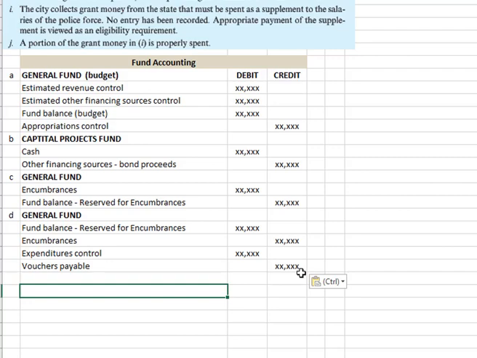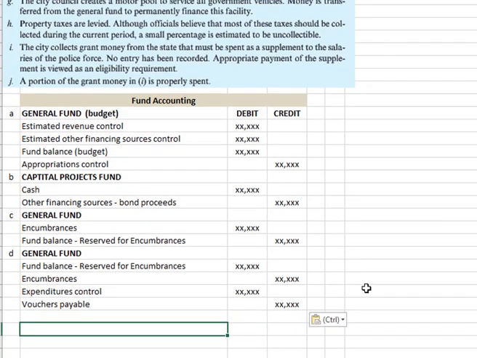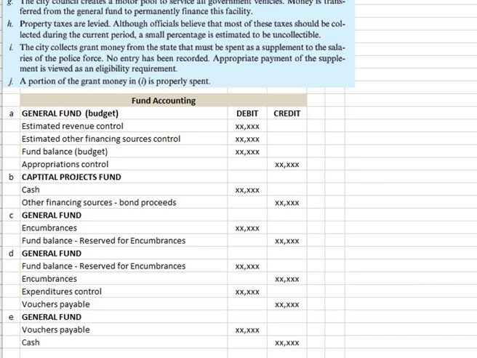Okay, so moving on to E here. Now you're going to pay for that invoice, pay for that computer. This is probably the most normal entry, the most similar to what you're used to. Instead of accounts payable, you have vouchers payable, so a different name for the account, but you're just debiting the vouchers payable and crediting cash when you pay that vendor.